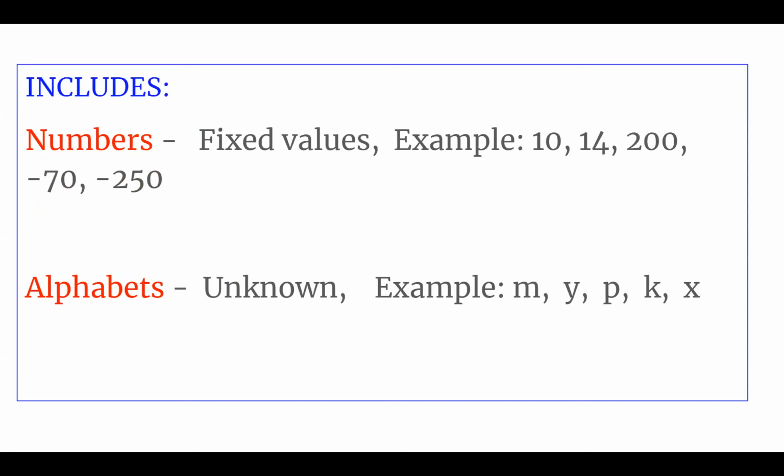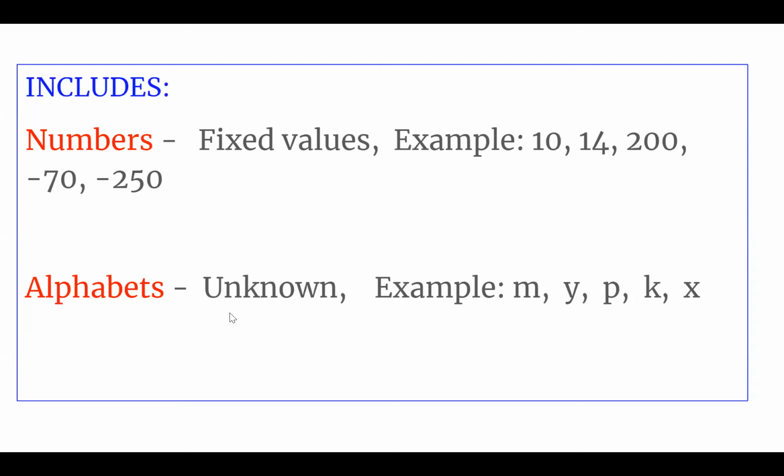The numbers, we know they include fixed values. That means the numbers are 10, 14, 200, -17, -250. So if you see all through these examples, the numbers are having all the values that we have learned so far, be it positive numbers or negatives. So this includes integers as well.